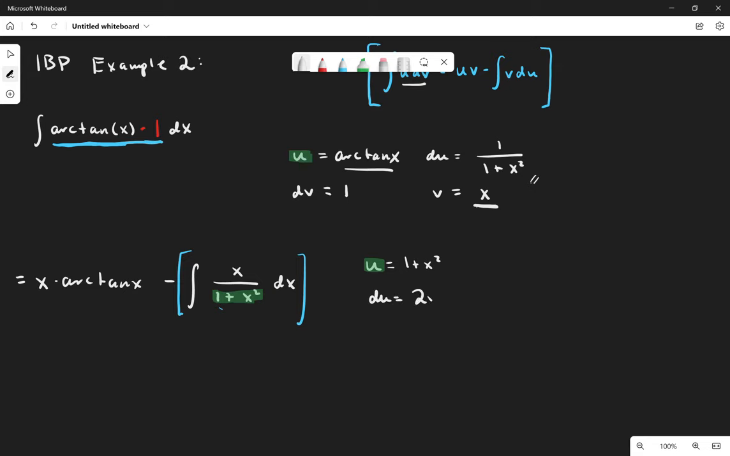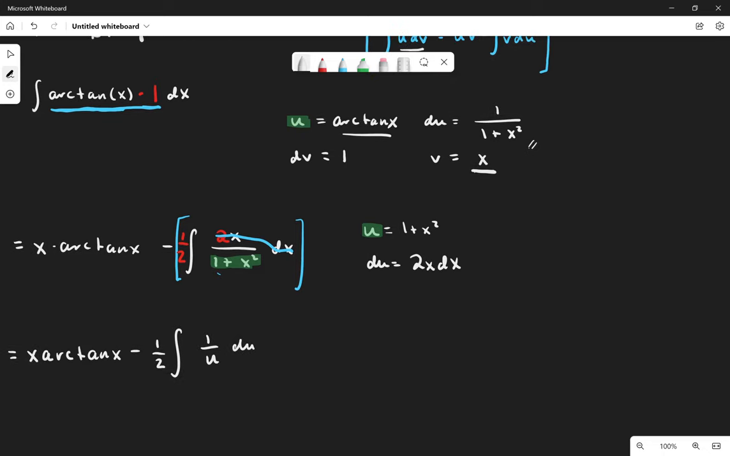du is going to be 2x dx, just like before. I can throw a 2 in to get 2x dx if I get rid of it on the outside. And now I'm just going to recopy what I have before. Minus 1/2 integral, 2x dx turns into du. And then what's left over is 1 over u.